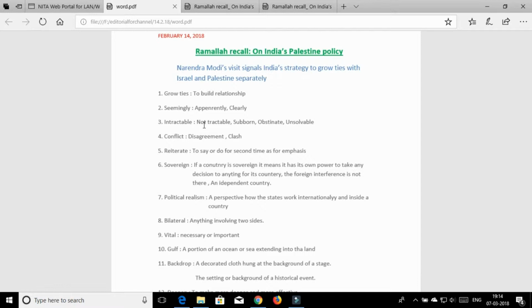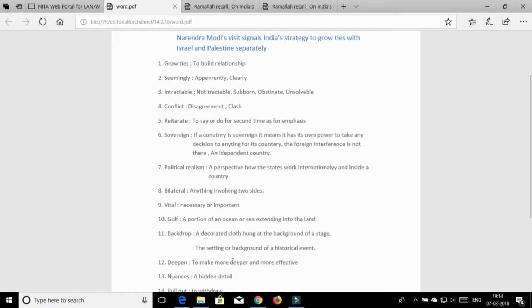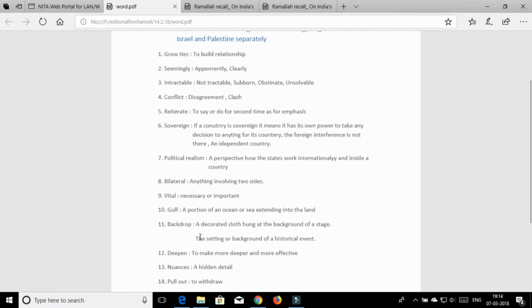Next word is backdrop. Its typical meaning is a decorated cloth hung at the background of a stage, but this is also used for the background of a historical event. It means the backdrop of anything is the historical events that have happened in the past. Next word is deepen. Deepen means to make deeper and more effective. This is a very easy word and you might already be knowing it.